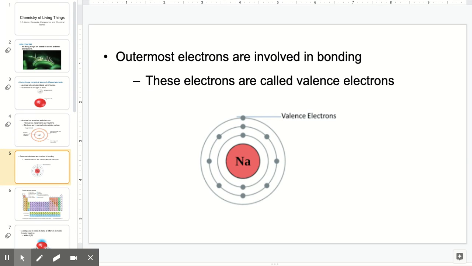When we look at an atom and how it interacts with other atoms, these interactions are called bonds. Bonds are little connections between atoms, and bonding involves the outermost electrons in these energy levels. Those electrons have a special name: they are called valence electrons.